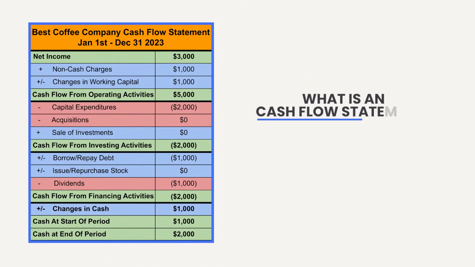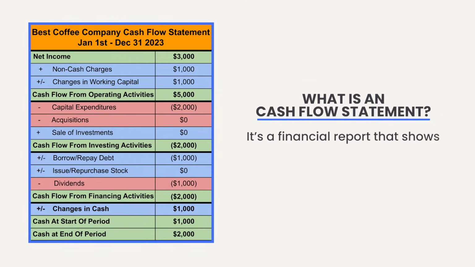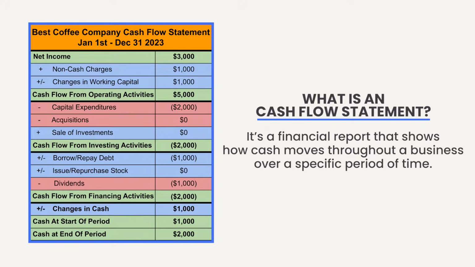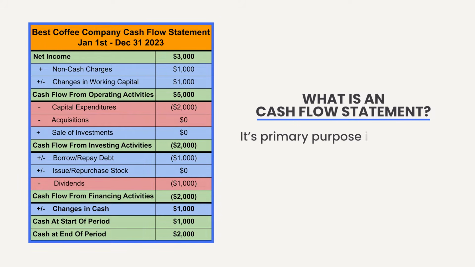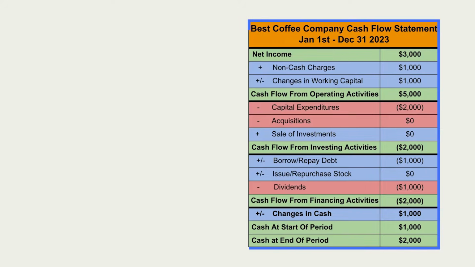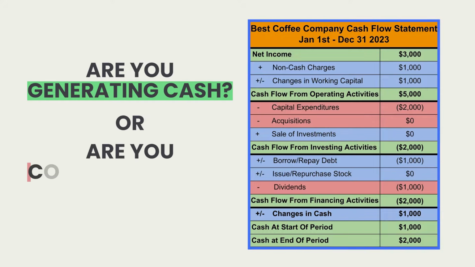So what is a cash flow statement? It's a financial report that shows how cash moves throughout a business over a specific period of time, usually a quarter or a year. Its primary purpose is to show if a company is producing cash or consuming cash. The cash flow statement answers the question, are you generating cash or are you consuming cash?